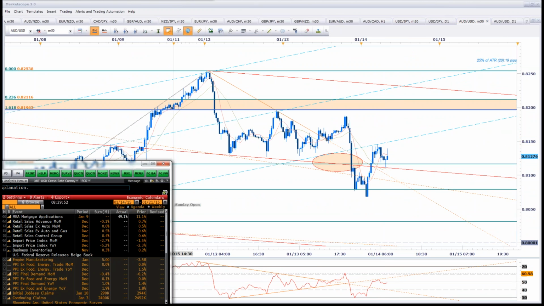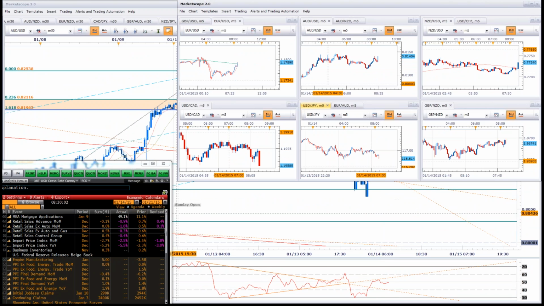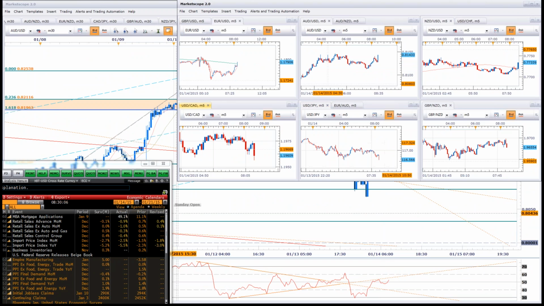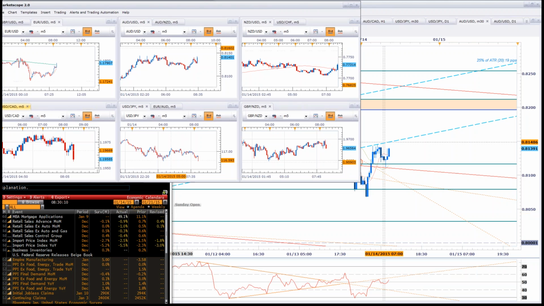And survey says, in 5 seconds, advanced retail sales for the month of December, we're looking for negative 0.1%. Survey says negative 0.9, worse than expected. You're seeing a little bit of a dollar turnover in the CAD. Aussie coming higher. So for the Aussie trade, guys, look for this trend line right here to give out.